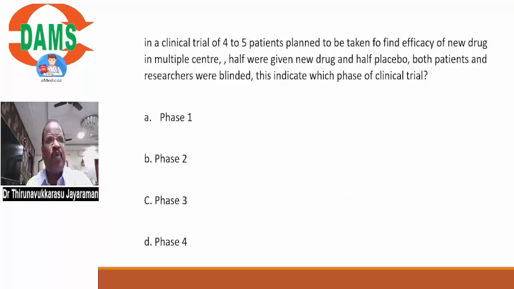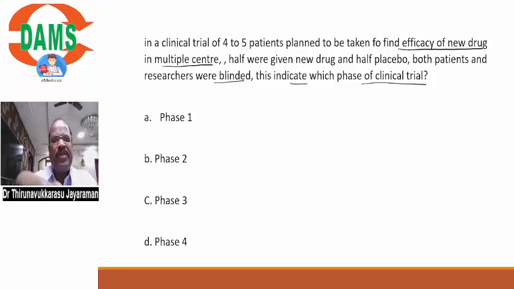Based on this, one more question I also asked. In a clinical trial, 4 to 5 patients are planned to be taken to find out the efficacy of a new drug in multiple centers. Half were given the new drug and half placebo. Both patients and researchers were blinded. This indicates which phase of clinical trial? It's a very straightforward question.